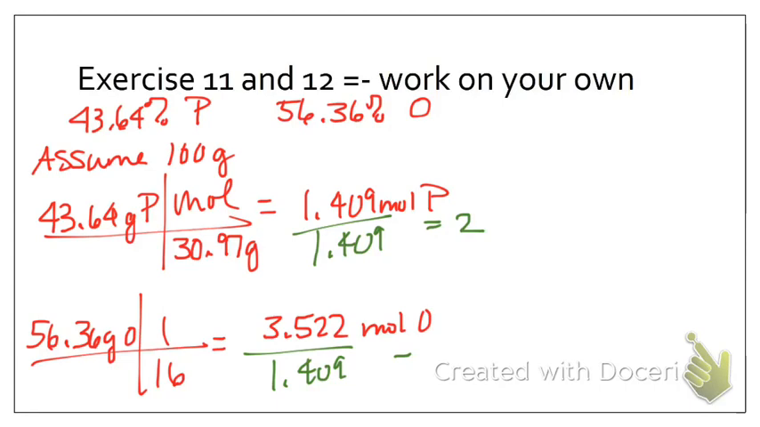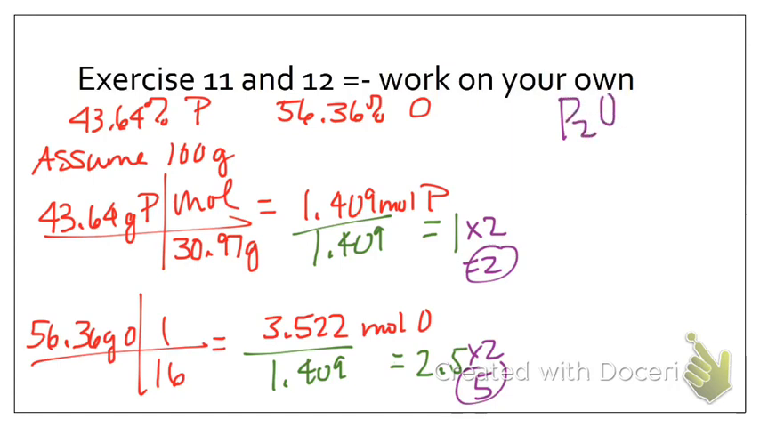When I divide by the smallest, that is 1, I'm ahead of myself. Sorry, that's 1. That equals 1. This equals 2.5. So clearly we can't have half an atom. So whatever you do to one, you have to do to both. So because of that, we're going to multiply both of them by 2. So times 2, times 2. So then that is 2, and then that is 5.